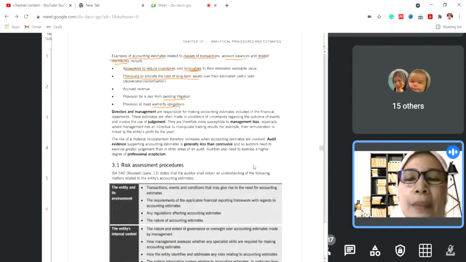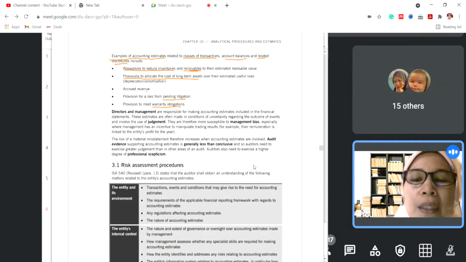Directors and management are responsible for making accounting estimates included in the financial statement. These estimates are often made in conditions of uncertainty regarding the outcome of events and involve the use of judgment. So normally they use judgment. They are therefore more susceptible to management bias, especially where management has an incentive to manipulate the trading result.